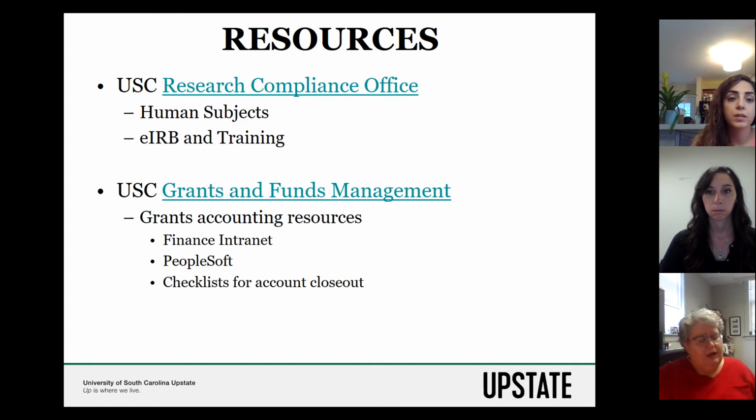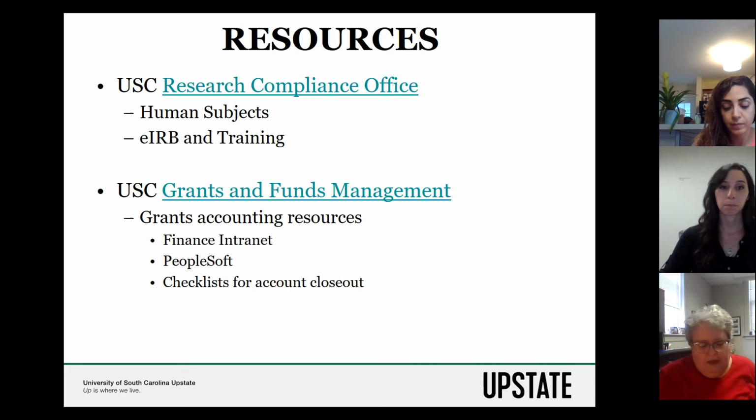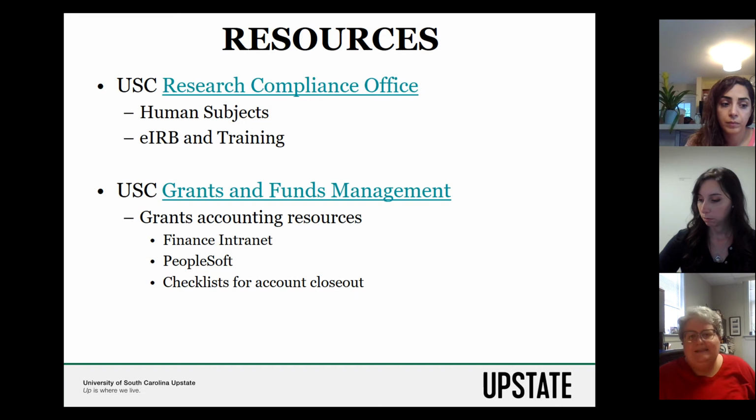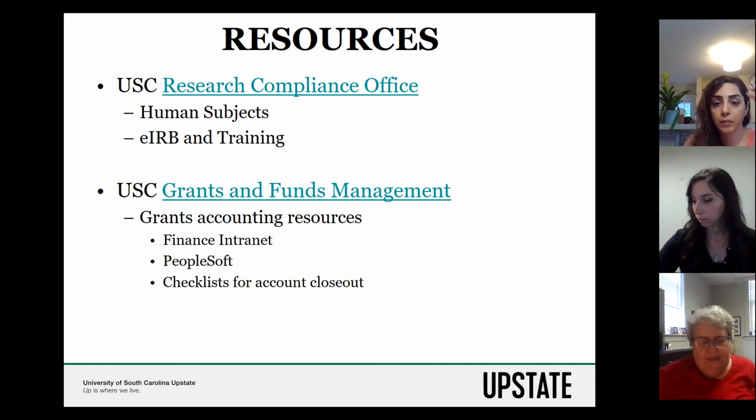The other nice thing that Grants and Funds Management has put up relatively recently is checklists for account closeout. So they have, what should you do 90 days before your grant ends? What should you do 30 days before your grant ends? And what should you do, I think it's 15 days after the grant ends. So final wrap up kind of stuff. Generally, you will have 30 to 90 days after the grant ends before you have to submit your final report. So that 15 days after checklist can help prepare you to gather the information that you might need in order to do that final reporting to the grantor.